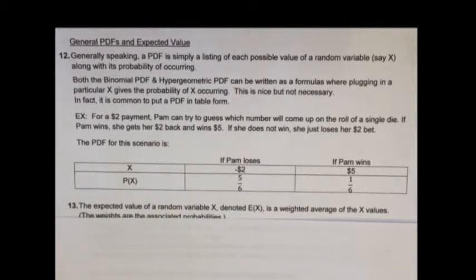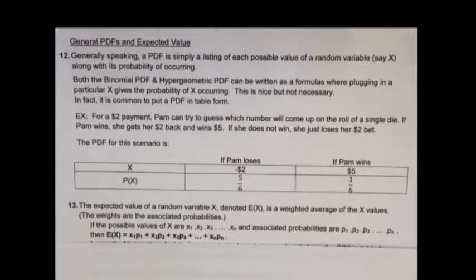Alright, 13. The expected value of a random variable x, denoted by capital E of x, is a weighted average. It's just a weighted average of the x values, and the weights are the associated probabilities. It's kind of like weighting your various quizzes and homeworks and test grades to get your course grade. Everything doesn't count the same, and that's the idea here.